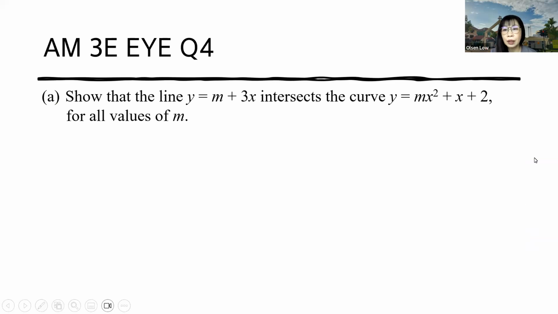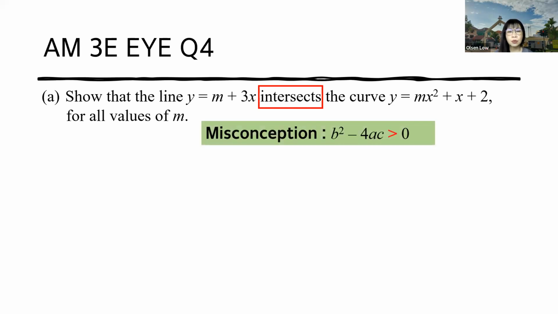So let's see how we can apply this concept in solving this question 4a. We get a line which is y equals to m plus 3x, and this line intersects the curve y equals to mx squared plus x plus 2. The first keyword that we are referring to is the word intersect. With this word, a lot of students will have the misconception that they can simply assume that the discriminant is greater than 0. Now, let's see what happened here.